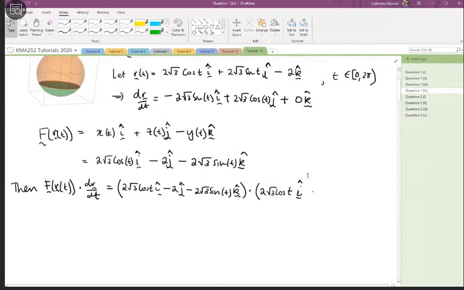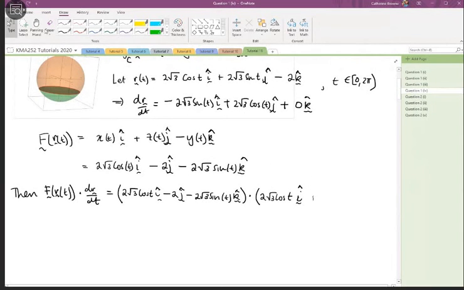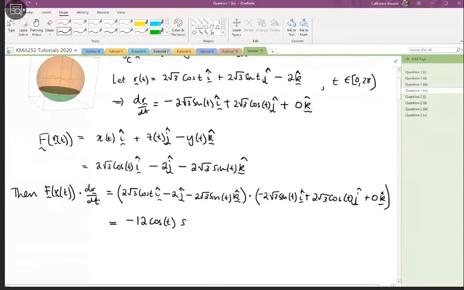Oh, sorry. We want dr/dt. I was doing r(t). So sorry, we'll get the minus 2 root 3 sin t i plus 2 root 3 cos t j plus 0k. And when I dot those two together, I get minus 12 cos t sin t minus 4 root 3 cos t. There's nothing from the last one.